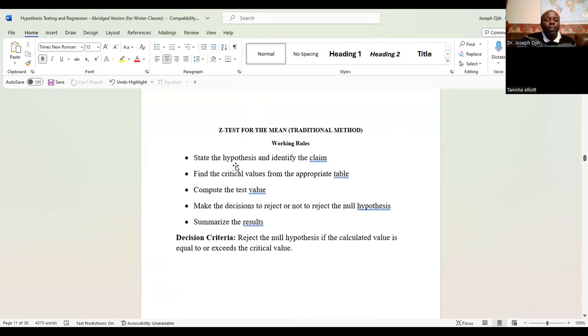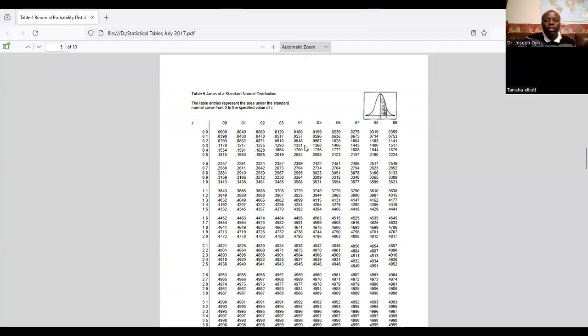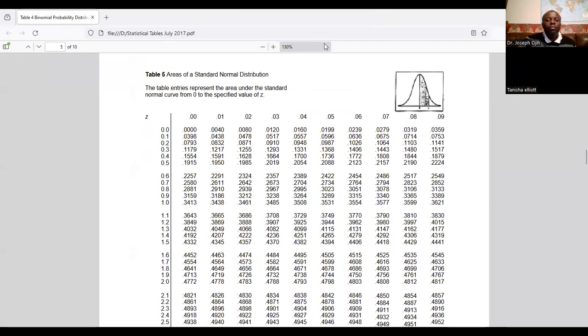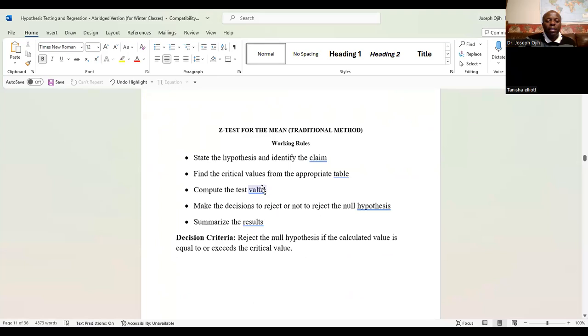First of all, you state the hypothesis and identify your claim. Then find the critical values from the appropriate table. I've shown you that table before. We used it before. So once you state your hypothesis, you find the critical value using this table. You are familiar with this table. So next is to compute the test, that is, run the test basically. Then make a decision to reject the null hypothesis or not to reject it.